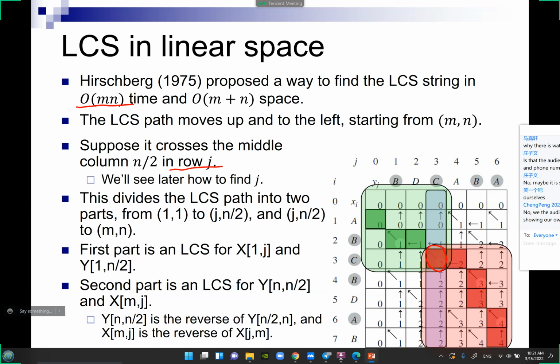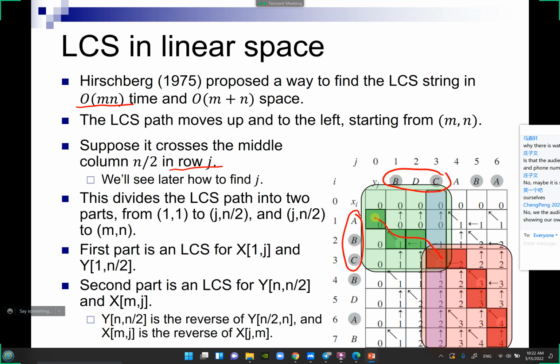And now the key property is that each of these paths also has to be an LCS path for a substring of X and Y. For example, if you look at this green path over here, this is actually going to be an LCS for these two substrings of X and Y. Once we chop down the middle, we're only going to keep the first half of Y, and for X, we have this part of X.